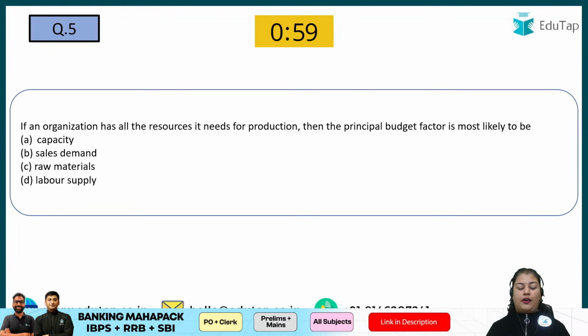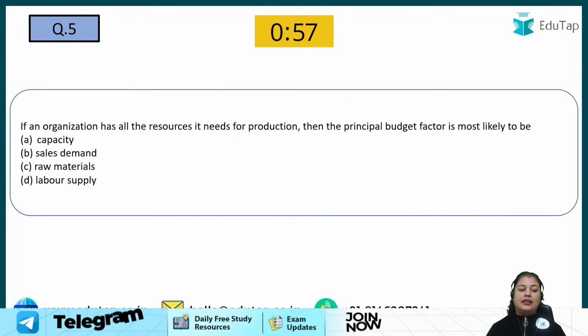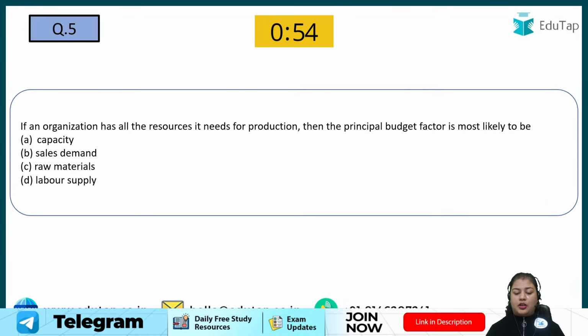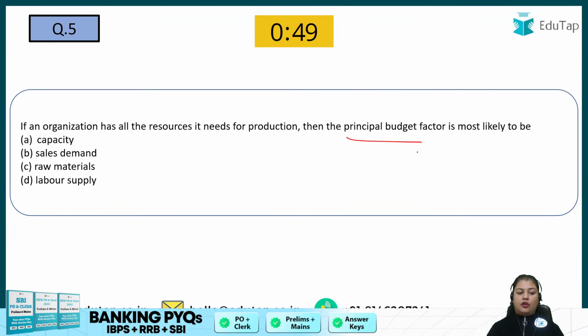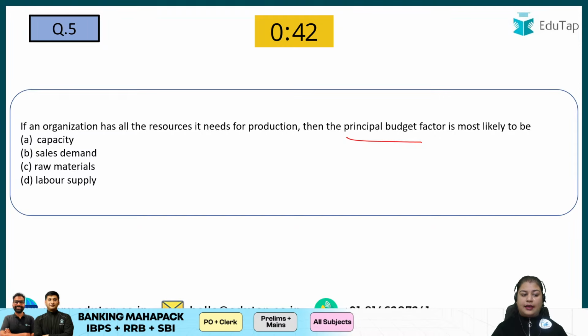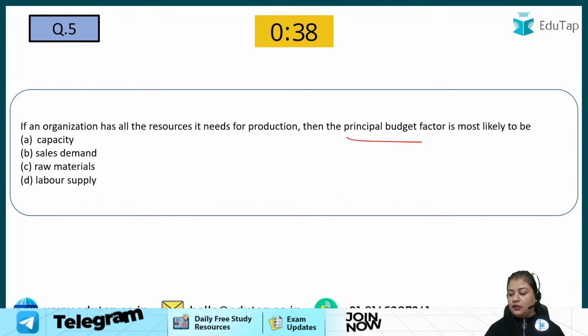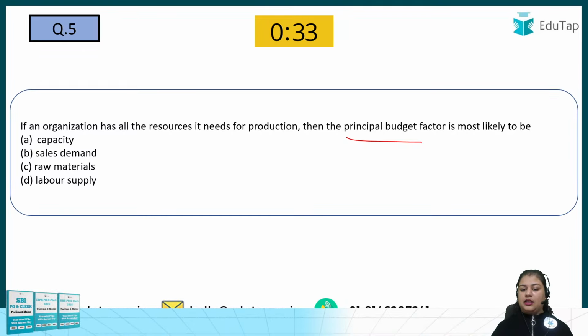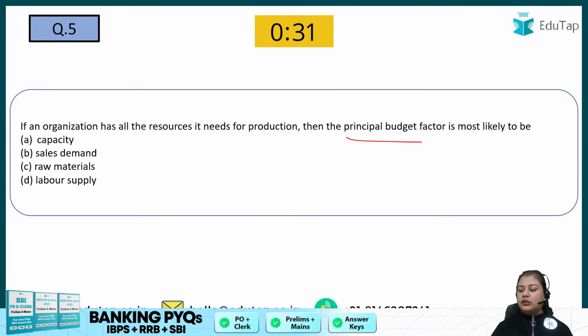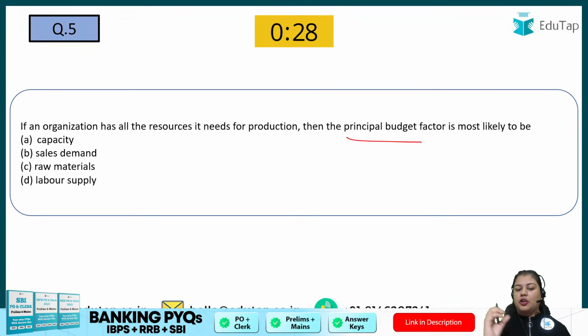Moving ahead, question 5. If an organization has the resources it needs for the production, then what is the principal budget factor? Okay, then if the organization, उसके पास सारे resources हैं production के लिए, then what will be the principal budget factor? Don't get wrong here again. प्रिंसिपल बजट फैक्टर होता क्या है? The constraining factor, key factor जो रोकता है कि हाँ प्रोडक्शन तो हम कर सकते हैं जितनी मर्जी, लेकिन एक फैक्टर है जो रोकता है कि नहीं करनी है, इतनी प्रोडक्शन नहीं करनी है. So what will be the principal budget factor?